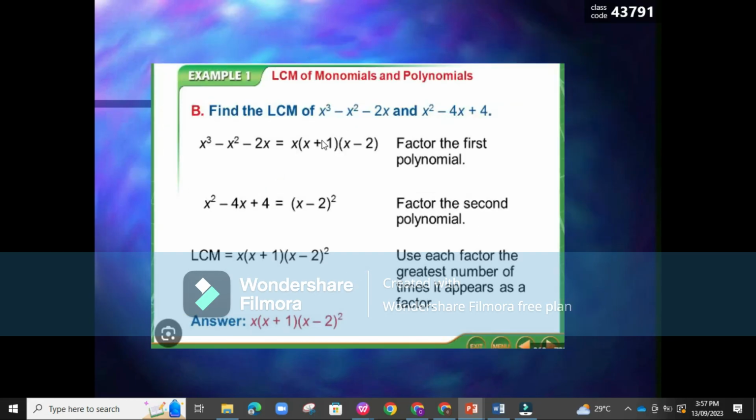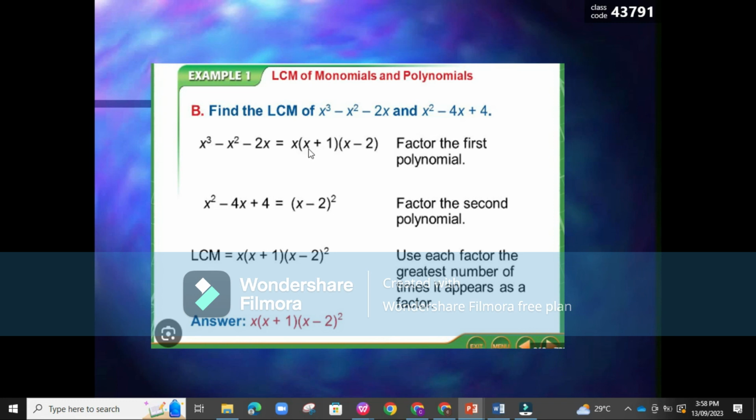Okay, next. How about finding the LCM of polynomials? So, of x cubed minus x squared minus 2x and x squared minus 4x plus 4. So, factor the first polynomial. This is a polynomial and this is also a polynomial. So, we have 2 polynomials. The same pattern: we are going to factor the first polynomial. The factors of x cubed minus x squared minus 2x, you just extract x. So, you have here x times x plus 1 and x minus 2.